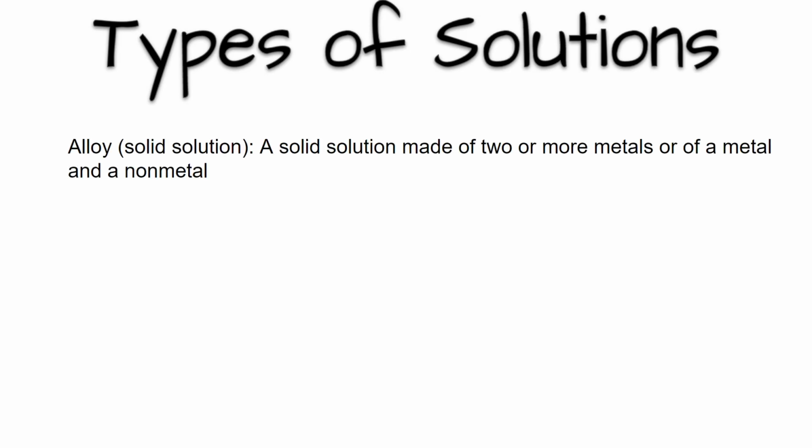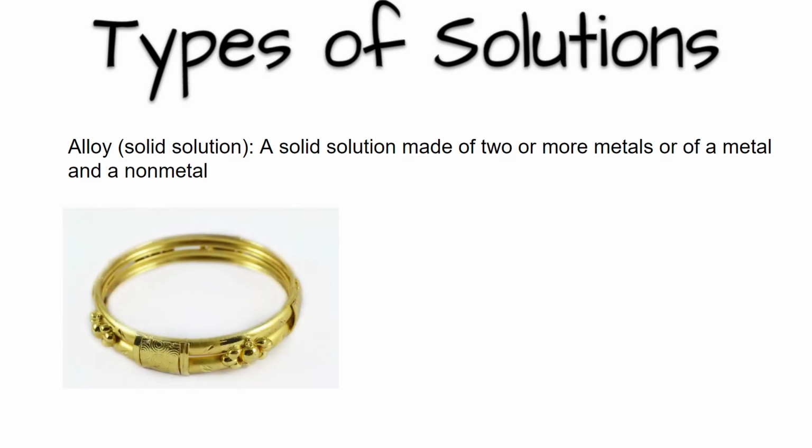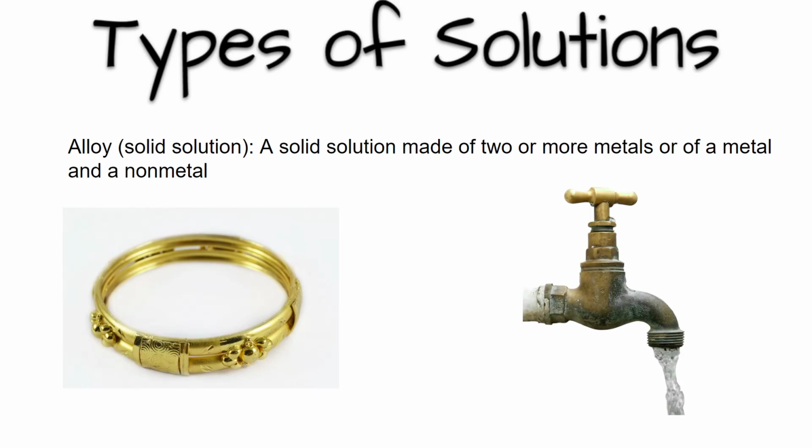A solid can act as a solvent. It might seem odd to think of one solid dissolving another, but it happens. The most common solid solutions are made by melting two or more substances together to form alloys. An alloy is a solid solution made of two or more metals, or of a metal and a nonmetal. Gold jewelry, brass, and stainless steel are all examples of alloys. Gold jewelry is made by dissolving copper into gold. Brass is an alloy of copper and zinc, and stainless steel is an alloy of iron and chromium.